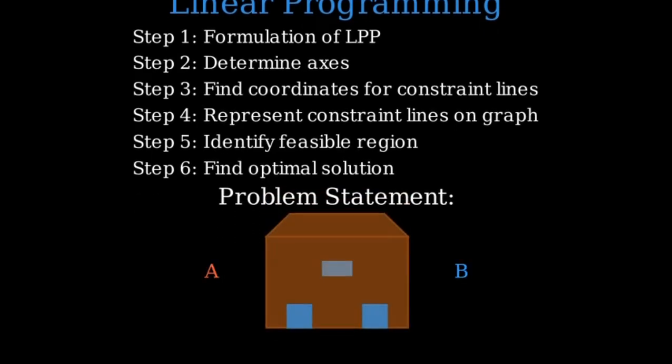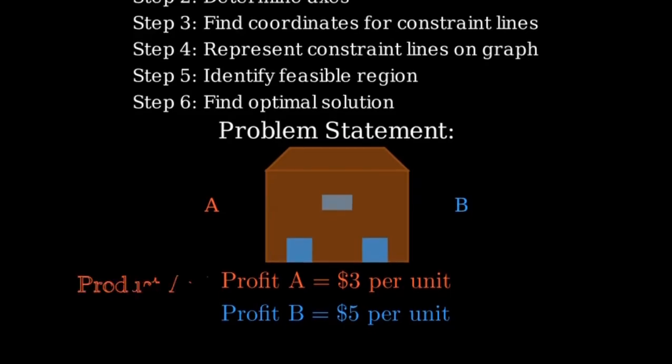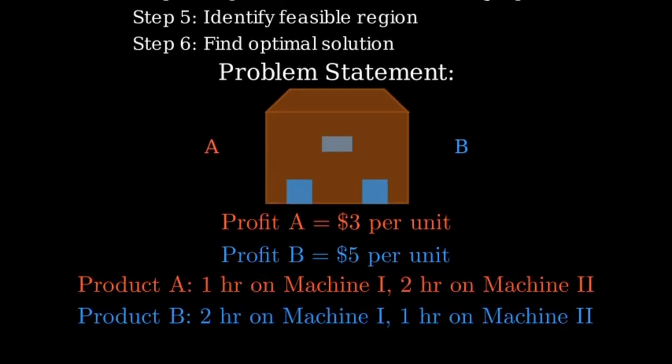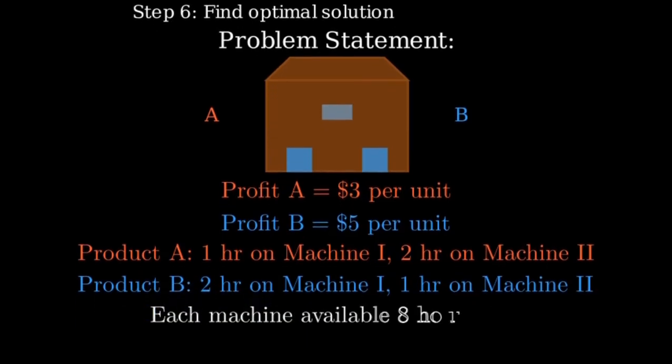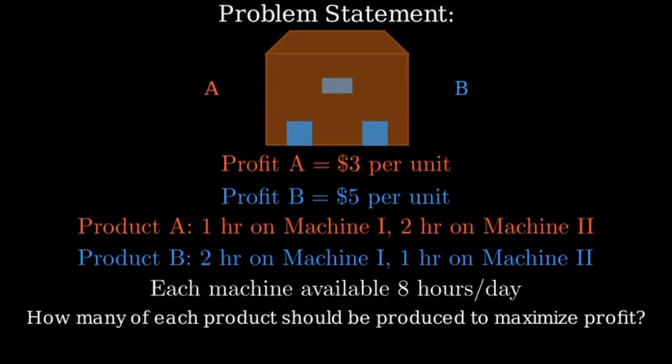A factory makes 2 products, A and B. Each unit of A yields $3 profit, while each unit of B yields $5 profit. Making 1 unit of A requires 1 hour on machine 1 and 2 hours on machine 2. Making 1 unit of B requires 2 hours on machine 1 and 1 hour on machine 2. Both machines are available for 8 hours per day. Our goal is to determine how many units of each product to make daily to maximize profit.